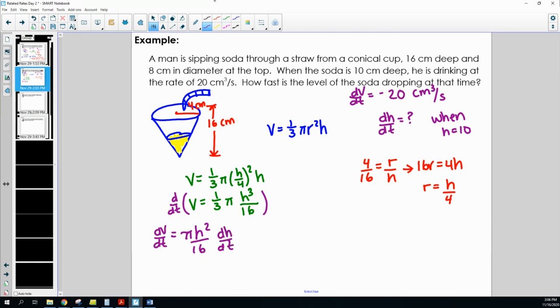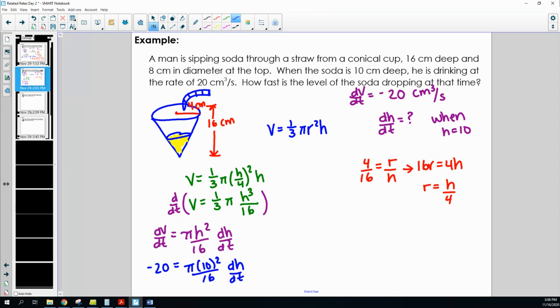Then we're going to plug in the information that we know. So we know that dV over dt is negative 20. Pi stays pi, h is going to be 10, and then dh over dt is what we're trying to find.